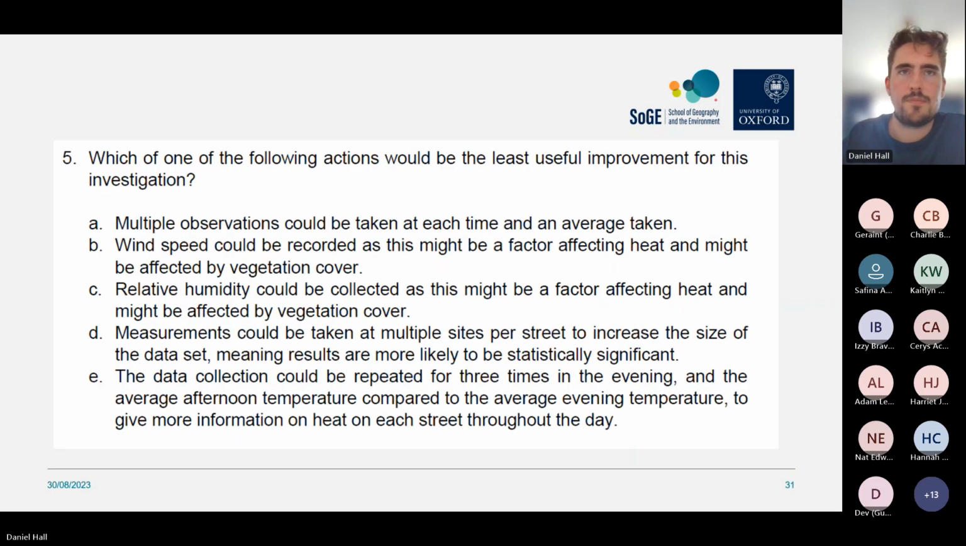Well done. Question number five then, which one of the following actions would be the least useful improvement for this investigation? Which one do we think might be the answer for this? Then we got an E. Few more E's.